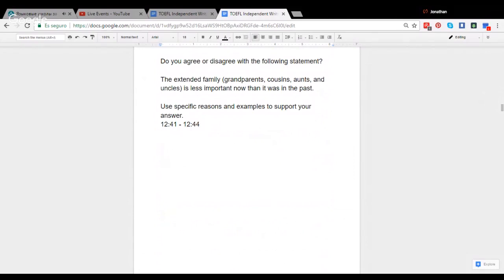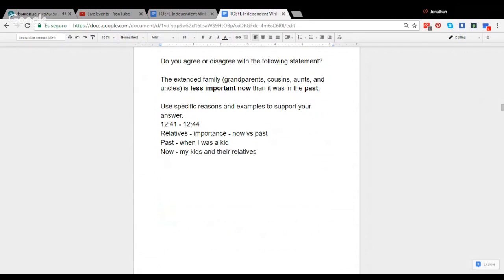Extended family, grandparents, cousins, aunts, and uncles is less important now than it was in the past. Okay, so again, this is a comparison. I remember the previous one, I kind of neglected the now versus past. So this is relatives, and it's their importance now versus past. Basically, for the past, I'll talk about when I was a kid. And now I can talk about my kids and their relatives.